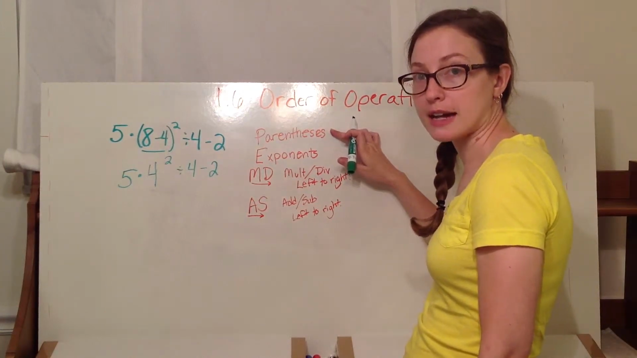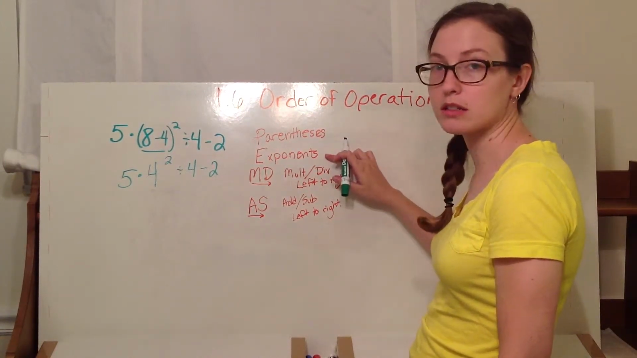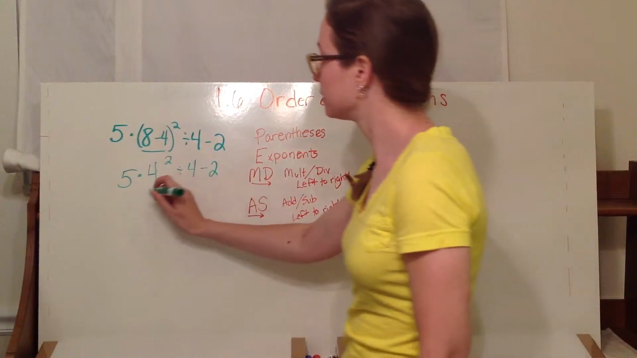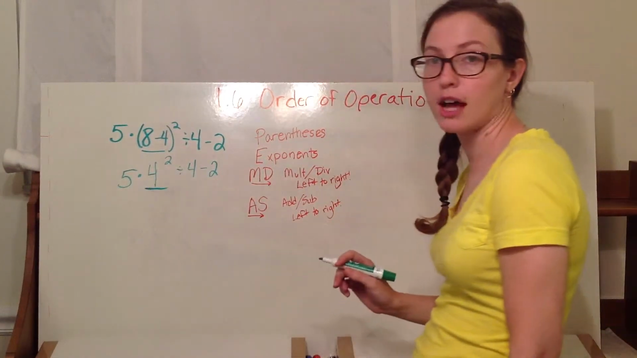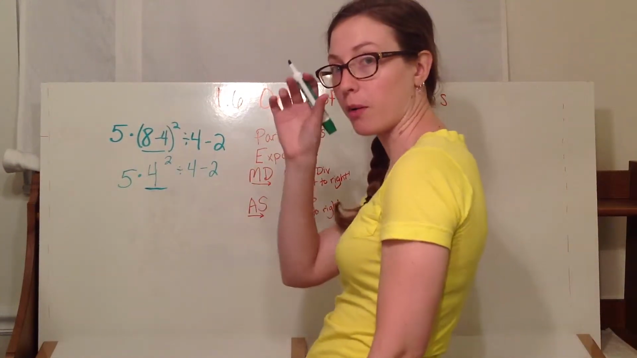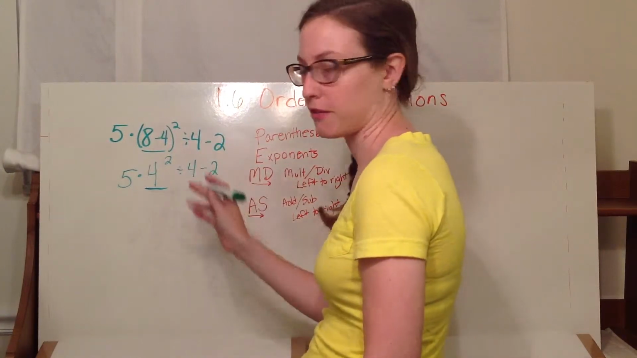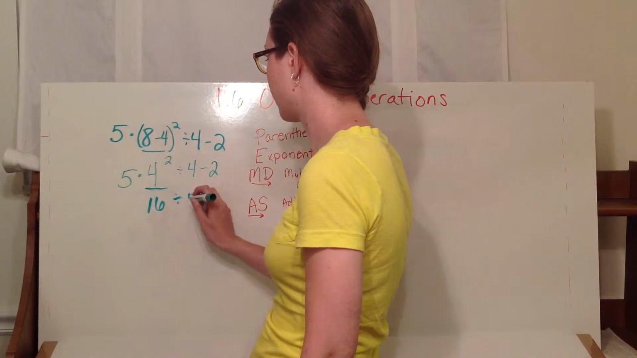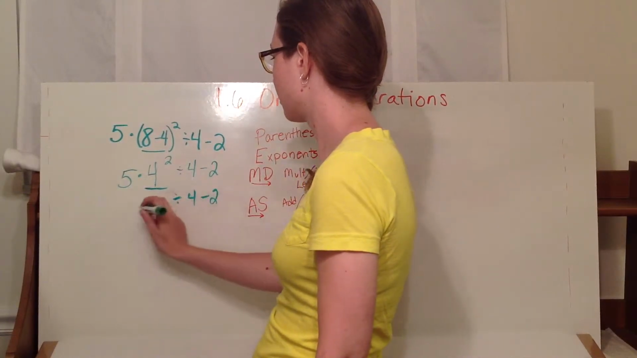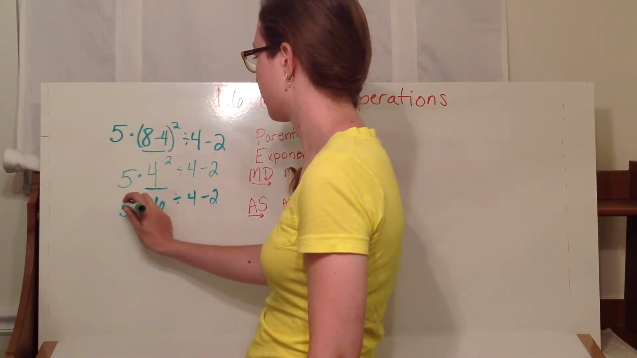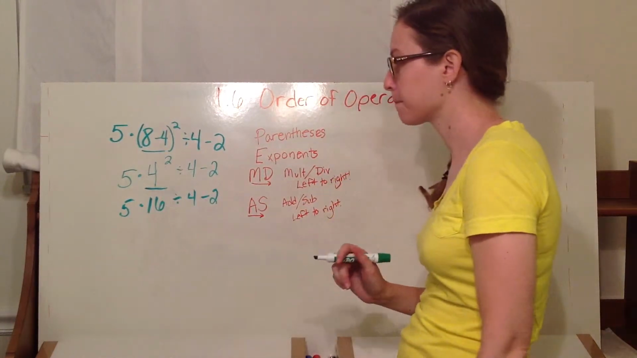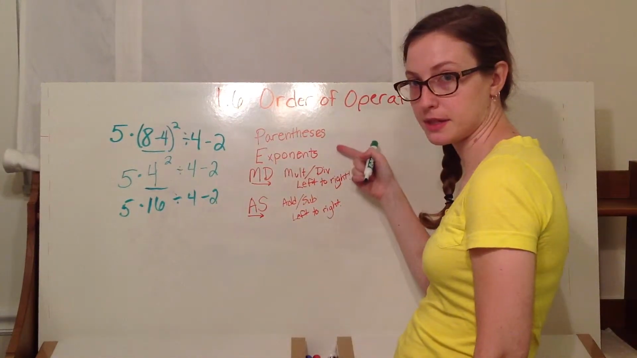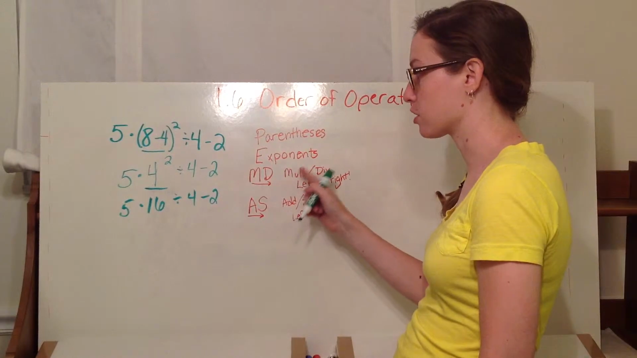We're going to move to the next step, which is exponents. We have that in one place. I underline that I'm going to do the 4 to the second power. I'm going to simplify that, bring everything else down. Done with parentheses, done with exponents, moving to multiplication and division.